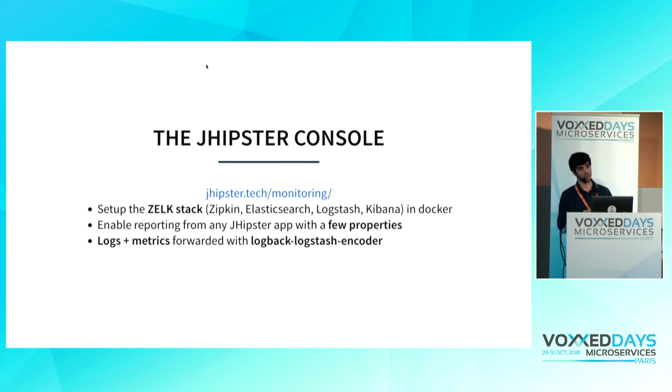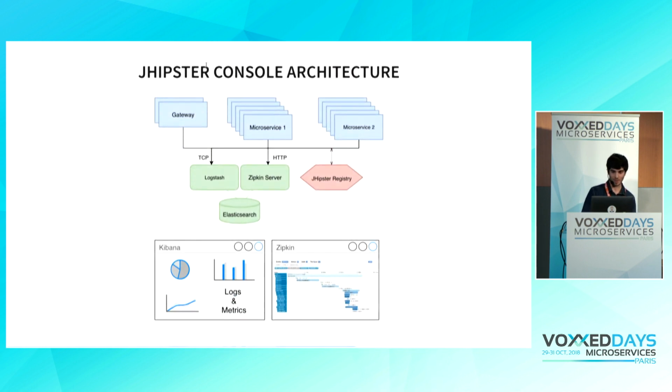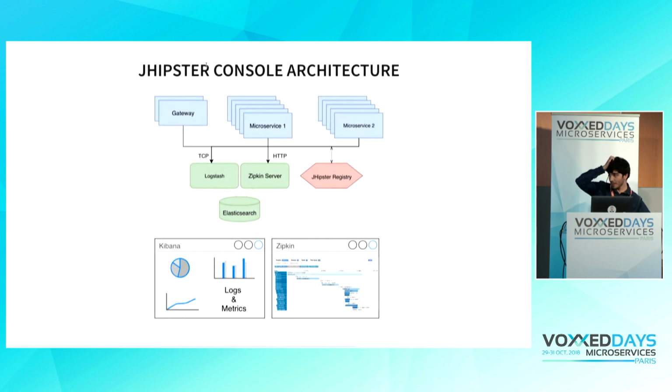Logback is the logging system for Spring Boot. And finally, traces: we rely on a library from Spring Cloud, called Spring Cloud Sleuth, which lets you forward your tracing information. So basically, it looks like this.